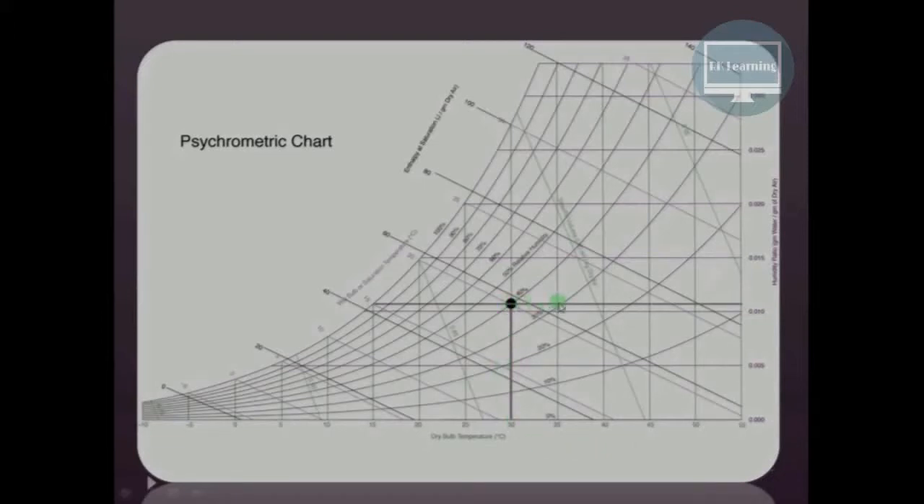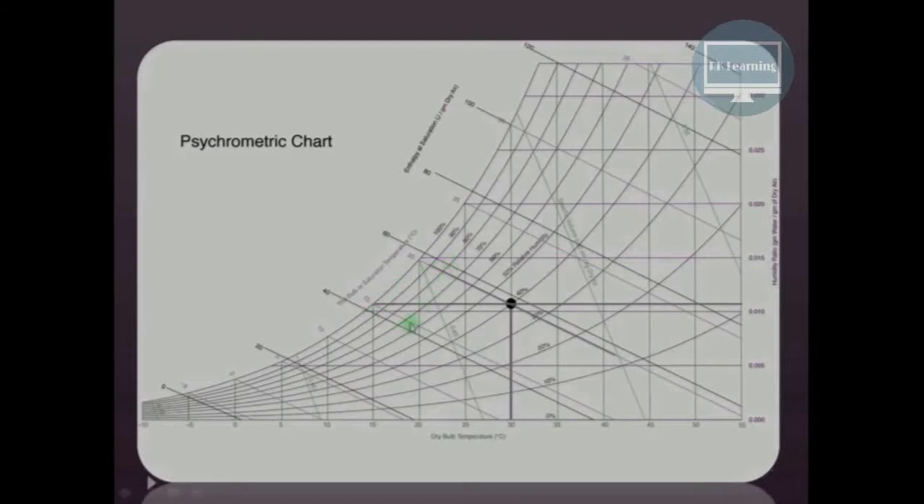Draw the horizontal line. This horizontal line on the y-axis will give you the value of the humidity ratio of the air at 30 degrees centigrade dry bulb temperature and 40% relative humidity. Similarly, this horizontal line will intersect the saturation curve at this point, and that will give the dew point temperature of the air. Dew point temperature of the air is the temperature at which the first drop of water will condense from the air when it is cooled.